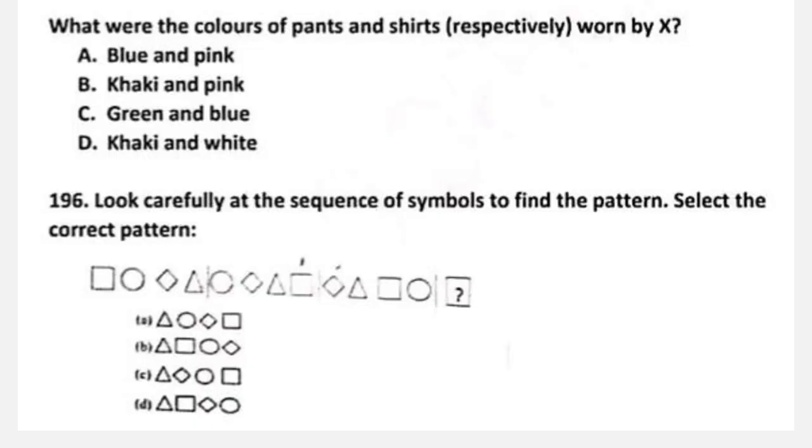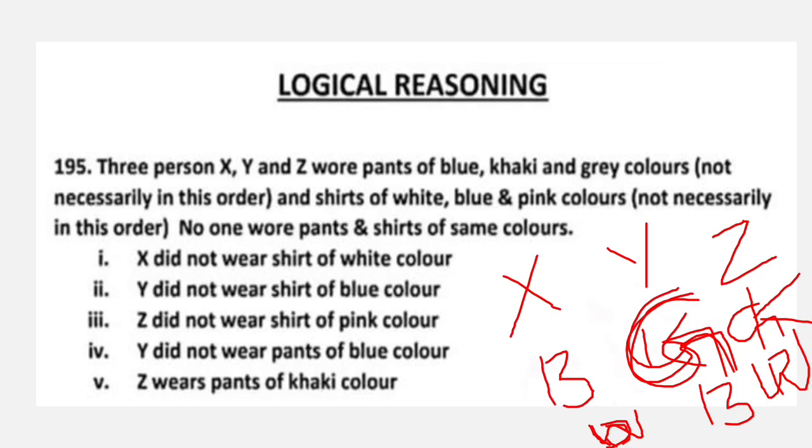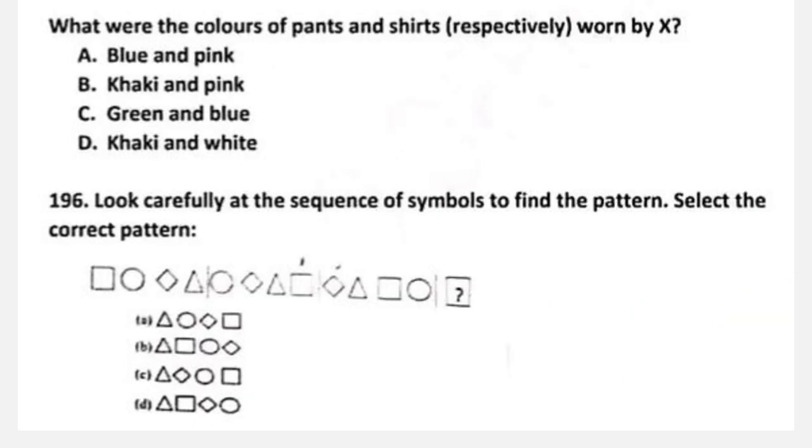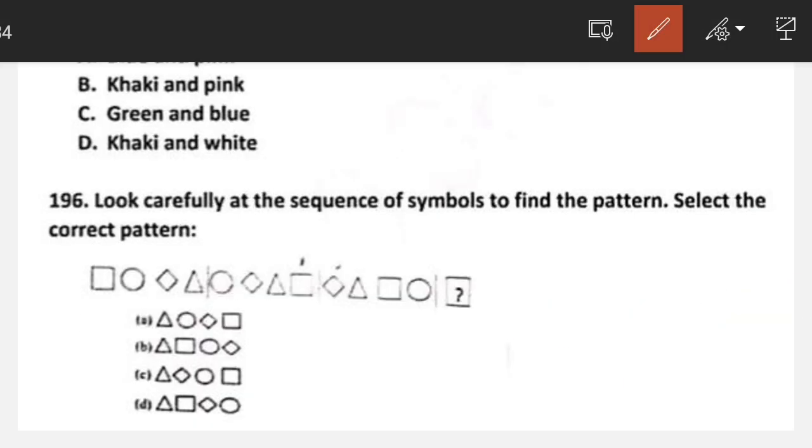So what were the colors of pants and shirts respectively worn by X? Blue worn by X. So now let's see what X has worn. X has worn blue pant and pink shirt. So blue and pink. So here the correct option will be blue and pink. The option A will be the correct option.